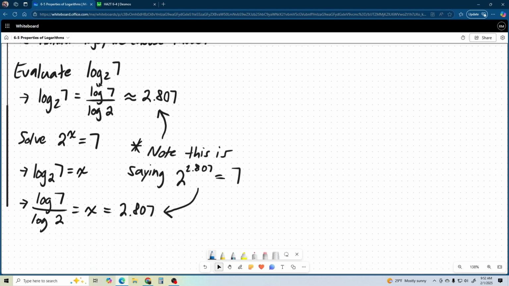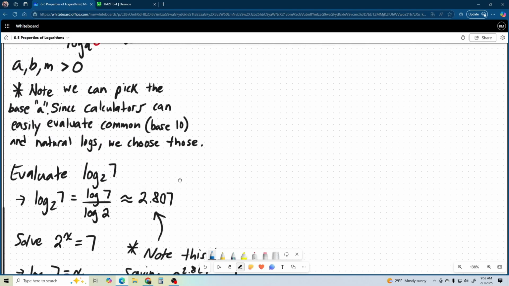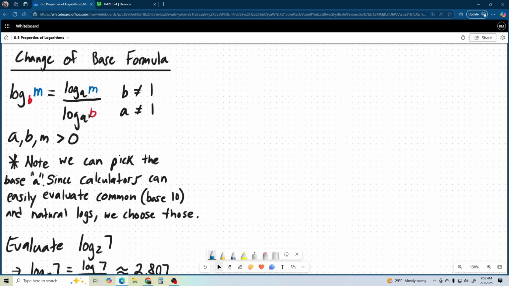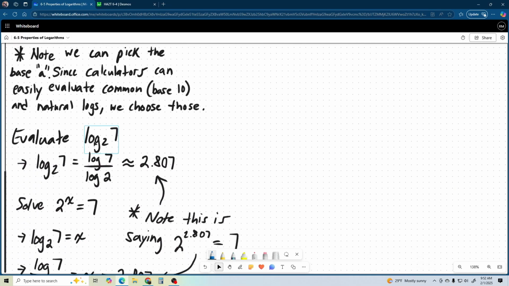All right, so let's go and evaluate log base 2 of 7, okay? So if we take log base 2 of 7, what we're going to do is remember the base goes on the bottom. It's an easy way to remember it, base to the bottom, right? And then our result will go on top. So log base 2 of 7 is going to be log of 7 over log of 2. Now remember, the a is 10, right?